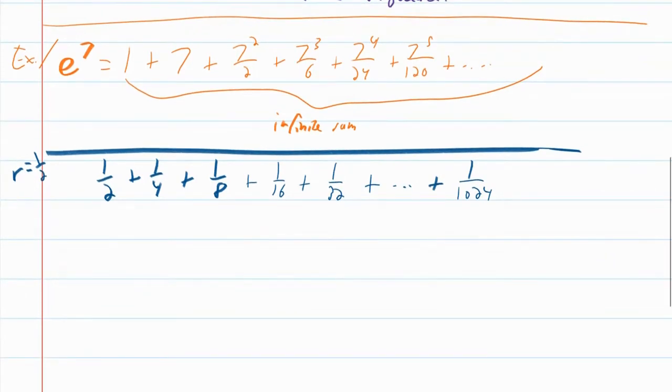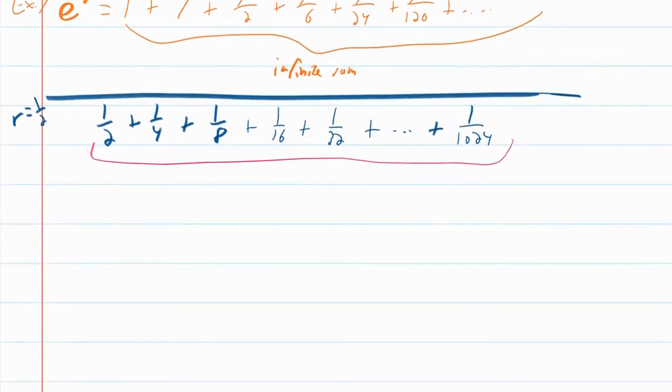I don't want to have to write this out every time I'm communicating to somebody that this is the series I'm looking at. What I want is a better way to do that. So this is what's called sigma notation. Notation is just a way to write things.